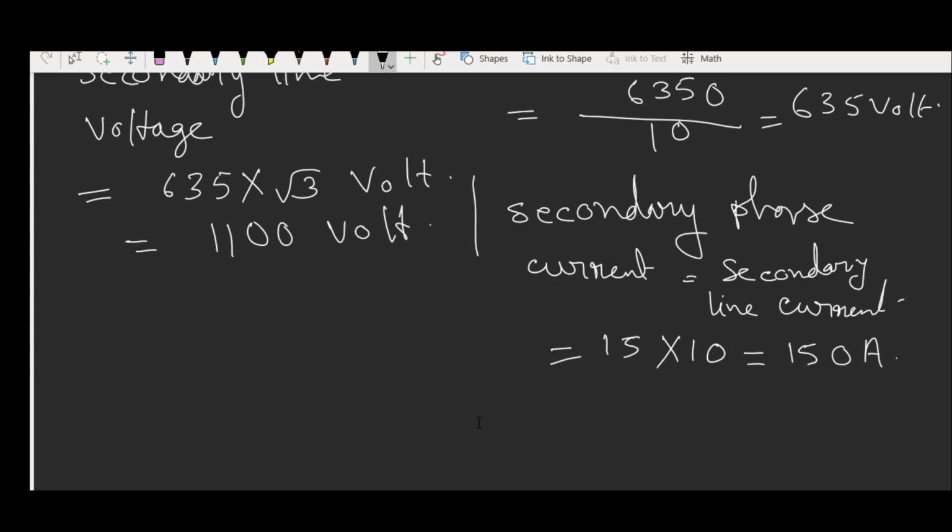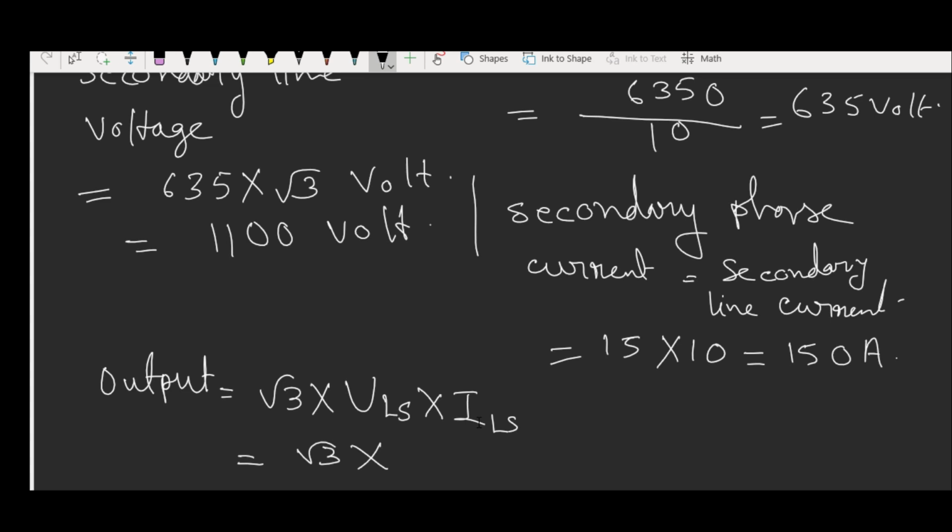So what about the output? Output kVA will be √3 into VL into IL. So that would be √3 into how much? So it will give you 285.8 kVA.